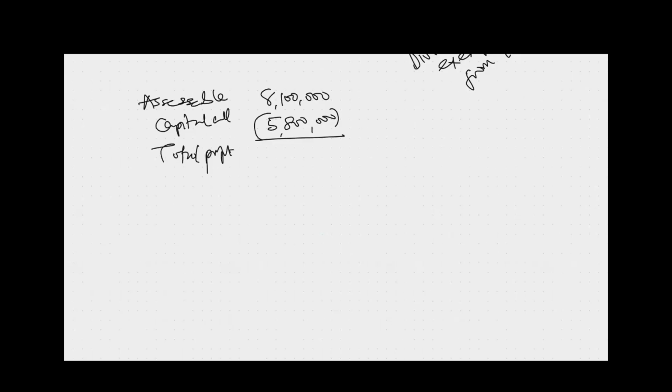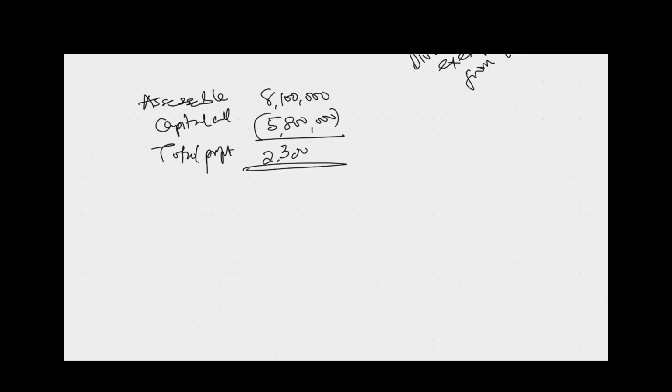In this illustration, we have accessible profits of 8.1 million, and they have capital allowance of 5.8. What is my total profit? This will be 2.3.